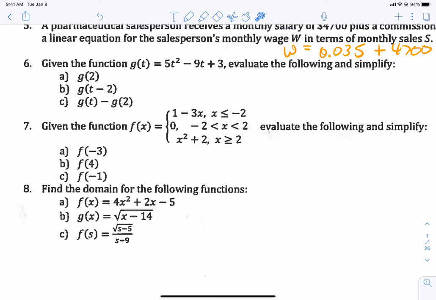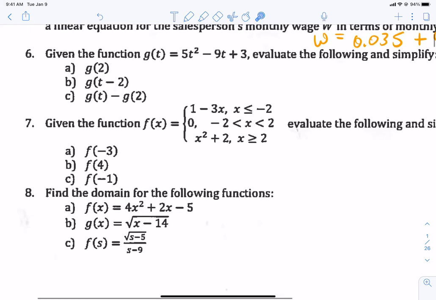Remember how a function works. So let's look at the g function they've given us. G of t is 5t squared minus 9t plus 3. That means whatever our input is, we're going to square it times 5 and then minus 9 times it plus 3, okay? So if we plug in 2, I'm not going to do the whole thing, but I'll set it up. That's going to be 5 times 2 squared minus 9 times 2 plus 3. Very straightforward. Watch your order of operations. You would square, then multiply, and add and subtract.